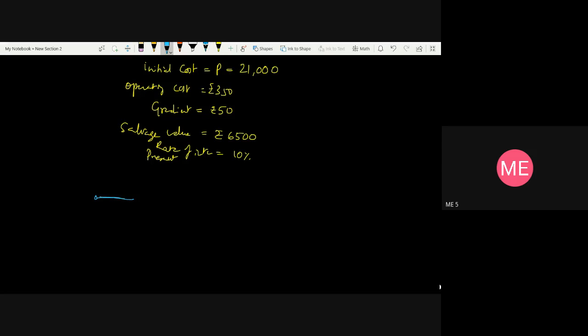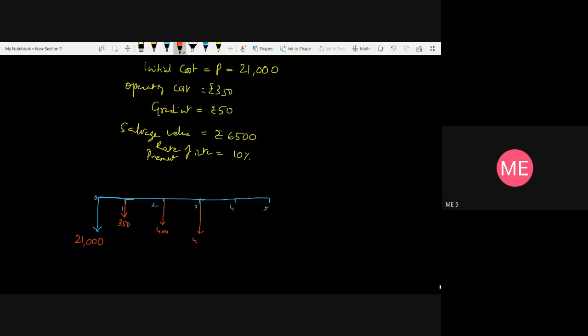say this is at the end of first year, this is at the end of second year, and there are 5 years only. So I can write 5 as it is without breakup. So I'll write 5 years. Initially, how much is the investment? That is ₹21,000. ₹21,000 is the investment made at the beginning. And at the end of first year, you will have the operating cost of ₹350. And thereafter, it goes with ₹50 increasing. That is 400, then how much will it be?